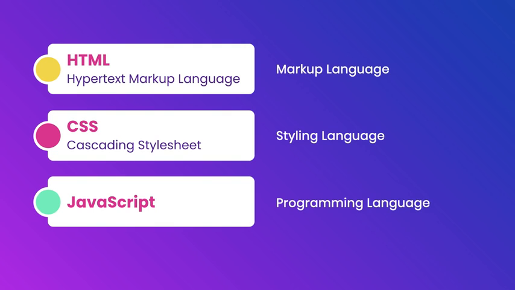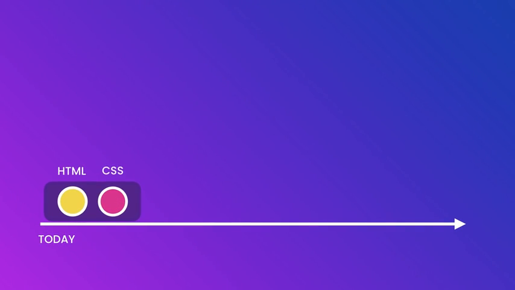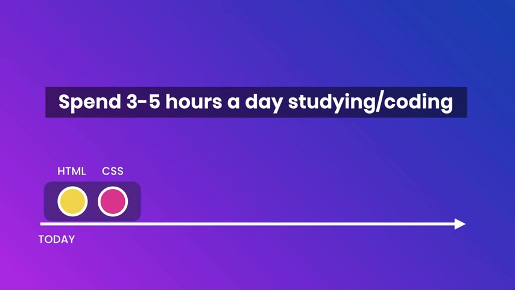Every web page you have seen on the internet is built with these 3 languages. So the better you learn and understand these languages and their features, the better you will be at front-end development. So your front-end development journey starts with HTML and CSS. I would say if you spend 3 to 5 hours every day studying and coding, you should be able to have a reasonable understanding of these 2 languages in about a month or a month and a half.